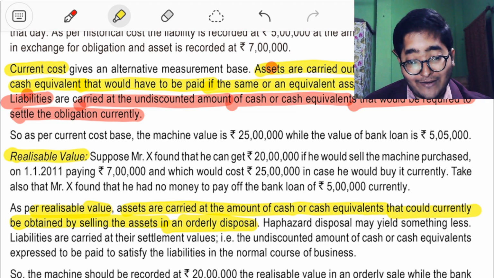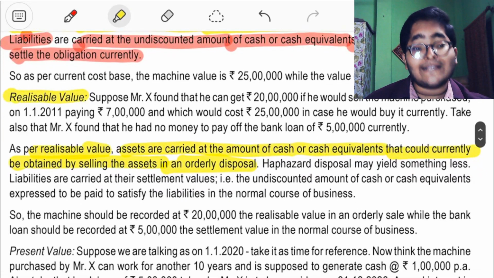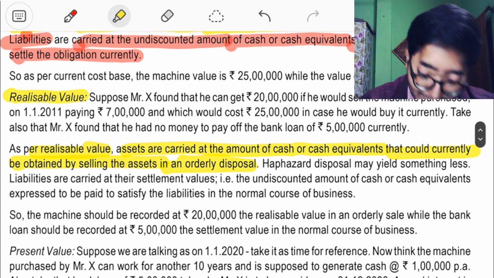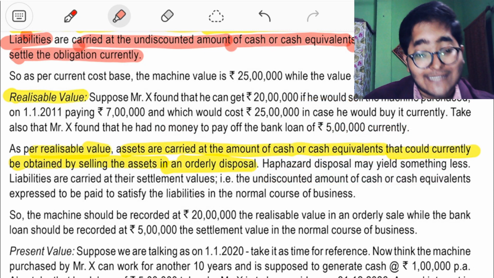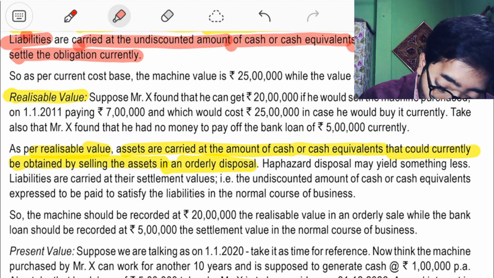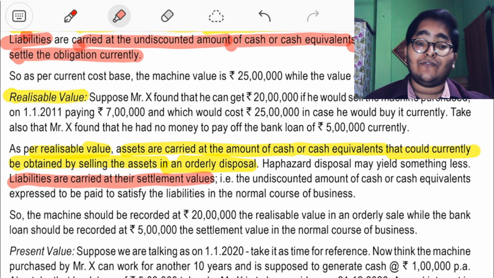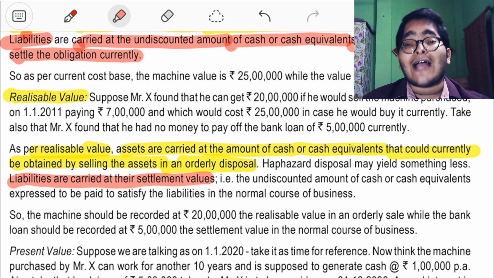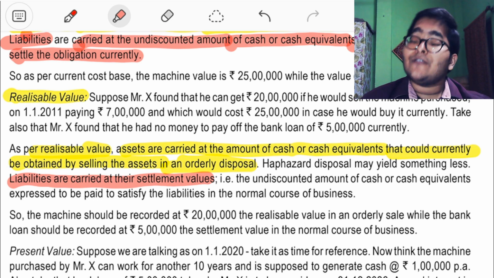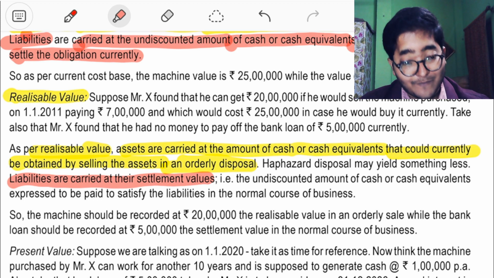Liabilities are carried at their settlement values. So, what is the realization value of a liability? The realization value of a liability is the settlement value, or the amount that needs to be paid today itself to settle it, that is the undiscounted amount of cash or cash equivalents expected to be paid to satisfy the liabilities in the normal course of business.